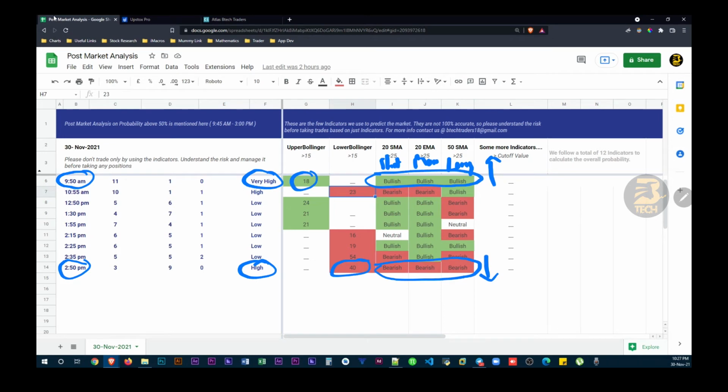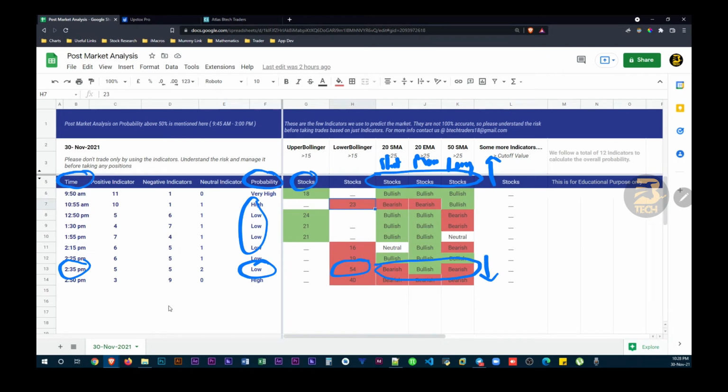We can also see that for the rest of the period there are some positive indicators. Here you can see that some are bearish. Even though the upper Bollinger is giving a bullish signal, the long term SMA is showing a downtrend, so this has a low probability. Likewise, we can cancel out most of these entries here.